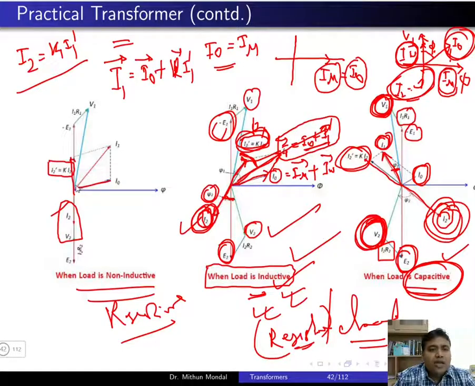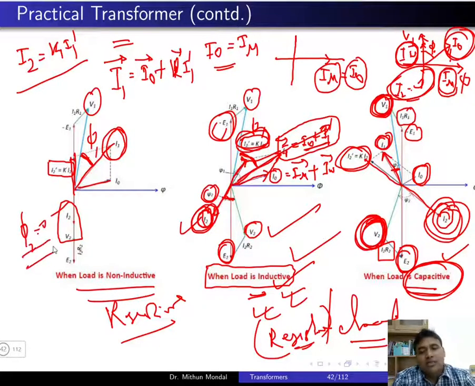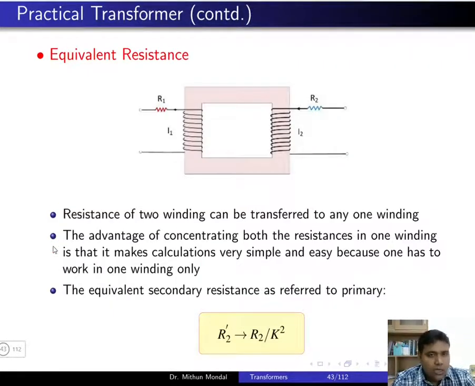So I1 and I2 dash will lead to the current I1, and between V1 and I1 there will be a phase difference equal to phi 1, and there is no phase difference between V2 and I2. So phi 2 is basically 0. In this way, knowing the load condition, you can easily draw the phasor diagram of the transformer and find the current. Now we will look into the equivalent resistance.